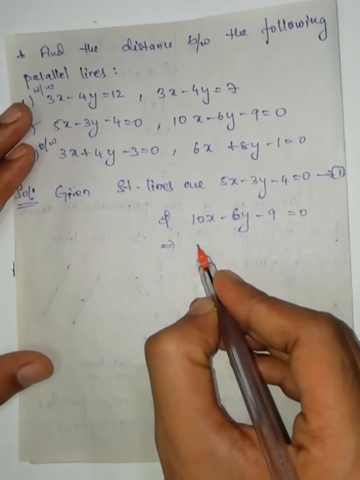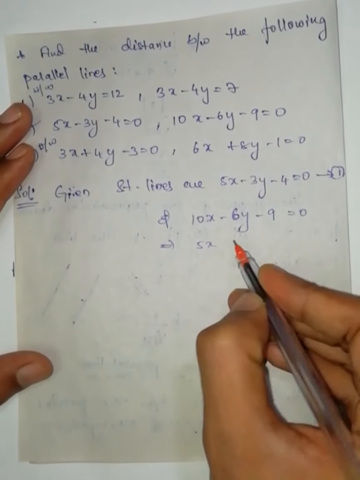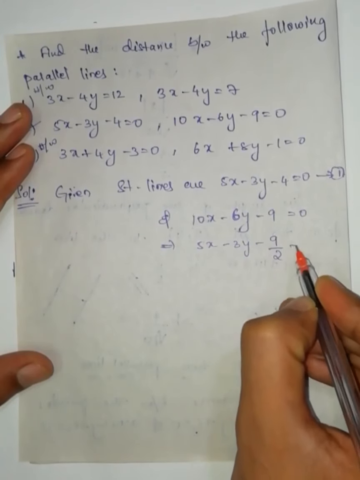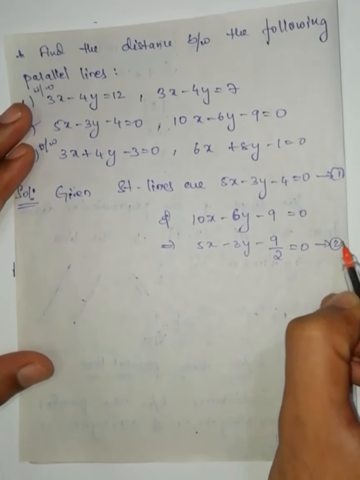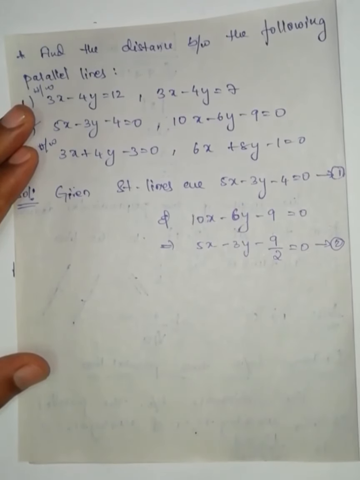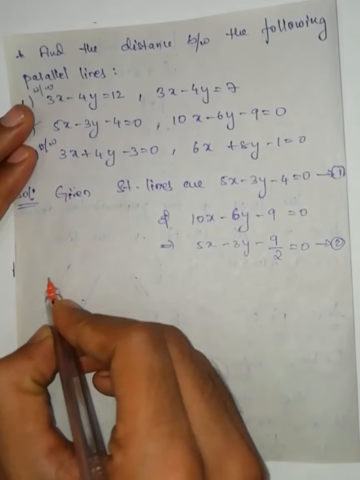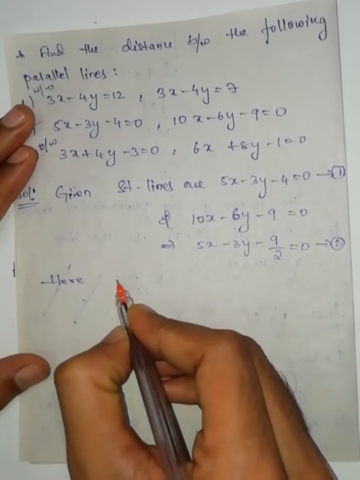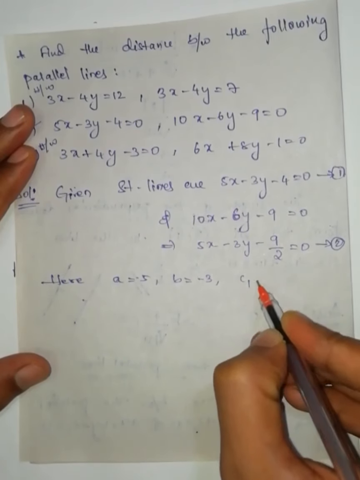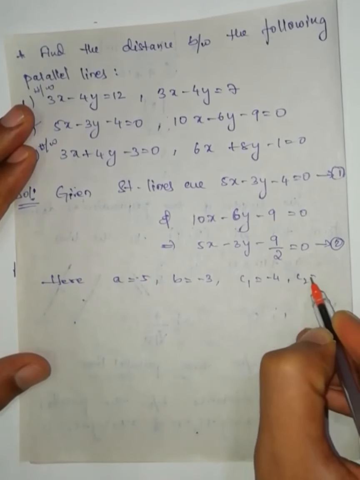This one can be written as 5x minus 3y minus 9 by 2 is equal to 0, equation number 2. I just took 2 common and sent it to the right hand side. So here, what is a? 5, b is minus 3, c1 is minus 4, c2 is minus 9 by 2.